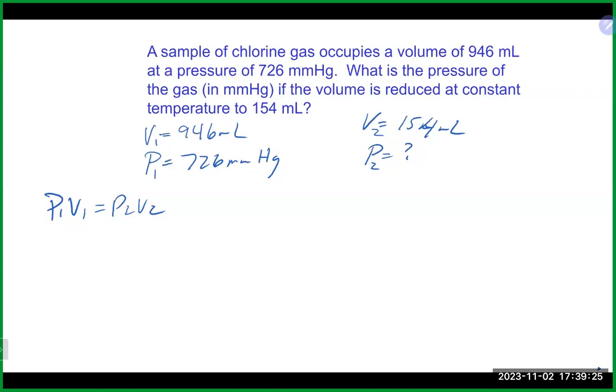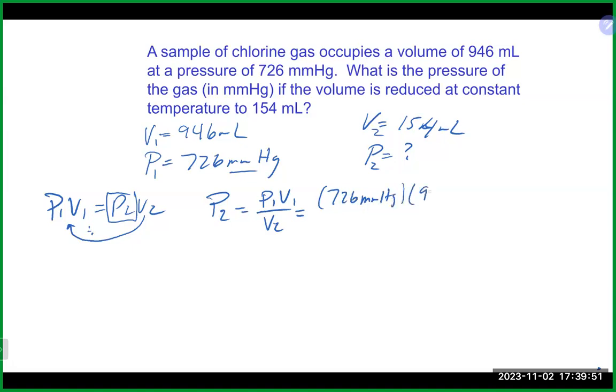In terms of units, we're good. Both of the volume units are the same. The pressure unit is millimeters of mercury here. So in this case, we're going to be solving for P2. We're going to divide V2 to the other side, and that gets us P2 equal to P1 V1 divided by V2. That gives us 726 millimeters of mercury times 946 milliliters divided by 154 milliliters. Milliliters will cancel, so the unit we'll be left with is millimeters of mercury.